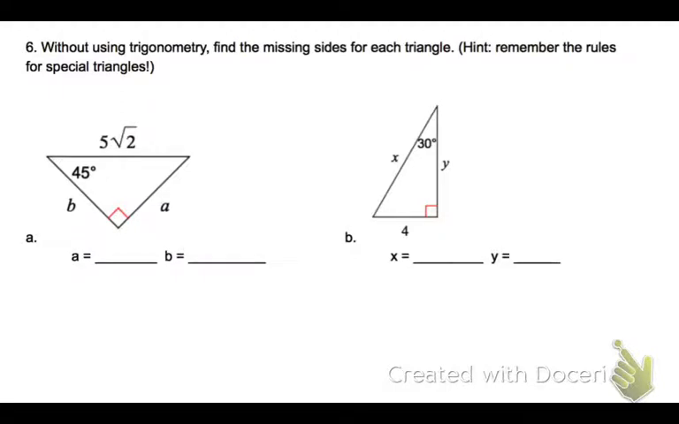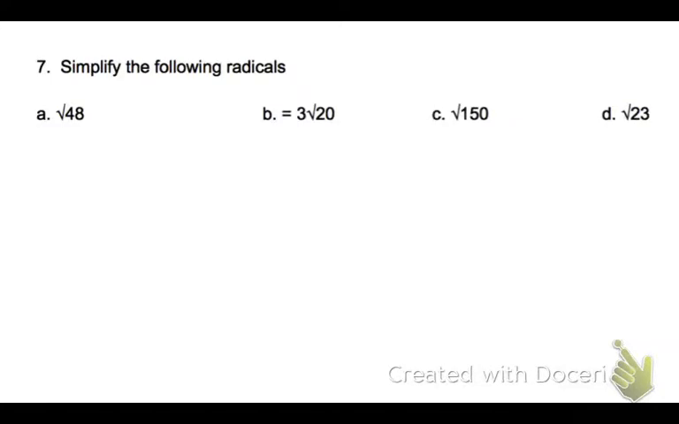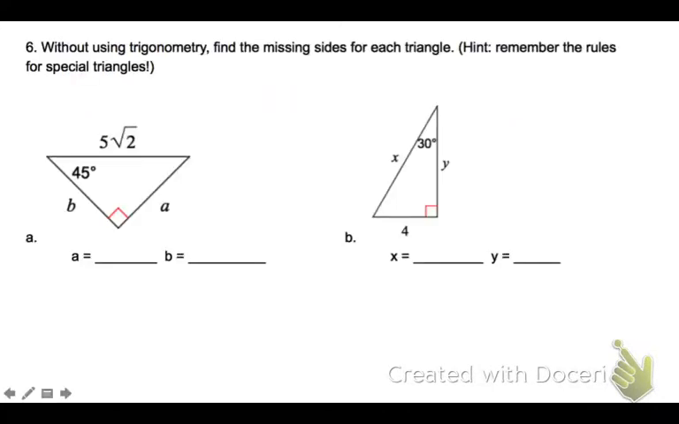Okay, now number 6, without using trigonometry. Go back. Okay, without using trigonometry, find the missing sides for each triangle. Hint, remember the rules for special triangles. And remember, we talked about isosceles triangles being special.